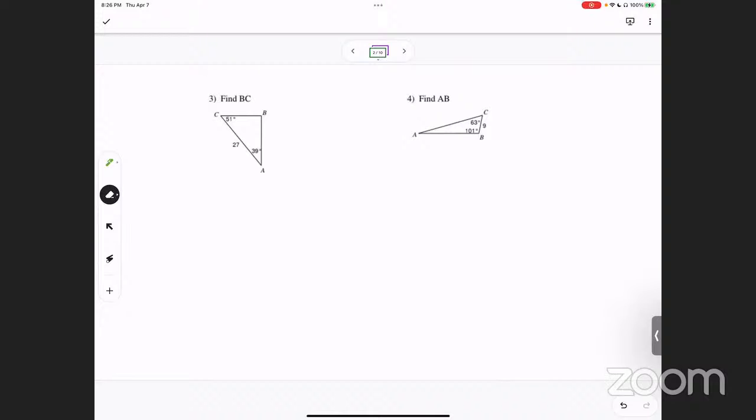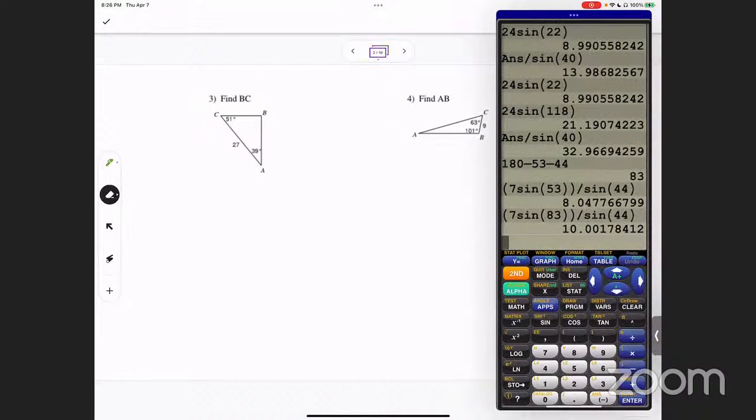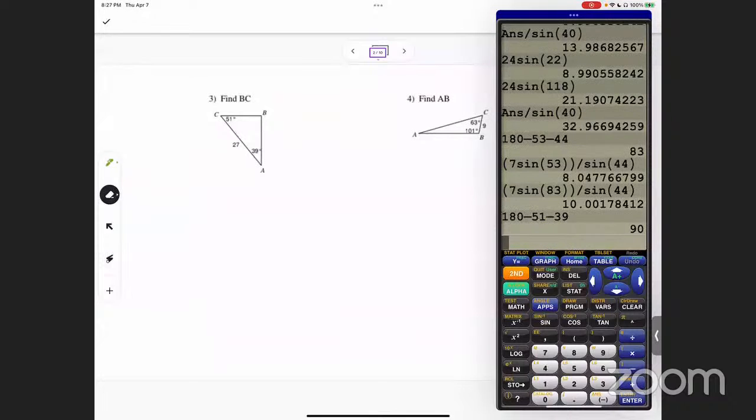All right. So for number 3, what would I do? For number 3, you have angle, side. You want to use law of sines again. So what do I find first? You want to find B first. Angle B. Yep. So I'm finding angle B.